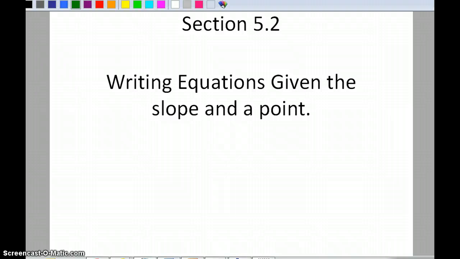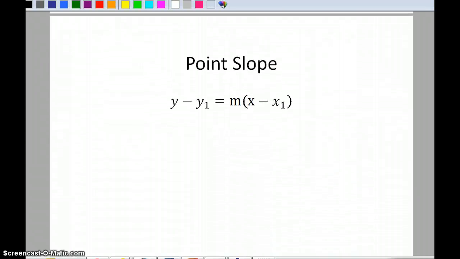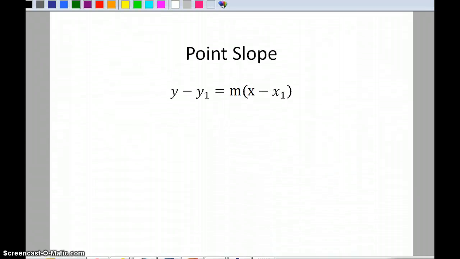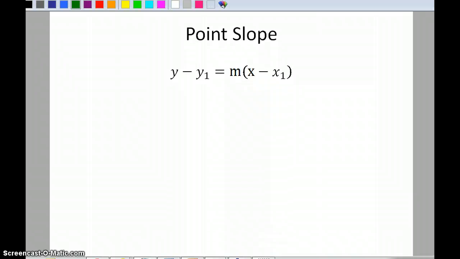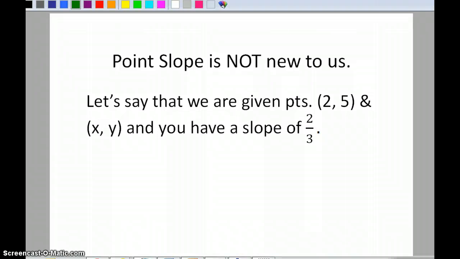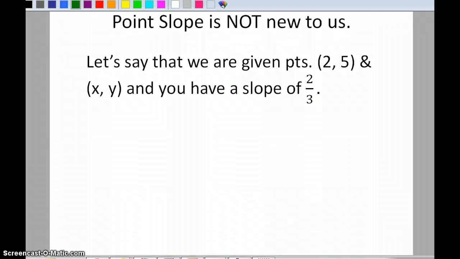Okay, now in section 5.2, we're going to be writing the equations if we're given the slope and a point. Now to do this, we're going to use an equation called point slope. Now when you look at it like this, it may look a little bit new to you, but it's really not. See, point slope is y minus y sub 1 is equal to the slope, or m, times x minus x sub 1. So let's look and see why it's not really new to us. Well, what equation do we already have where we use 2 points and a slope?